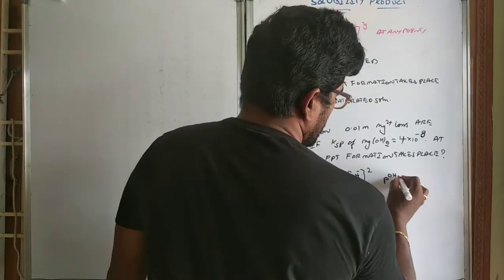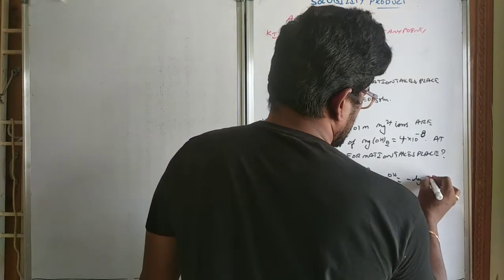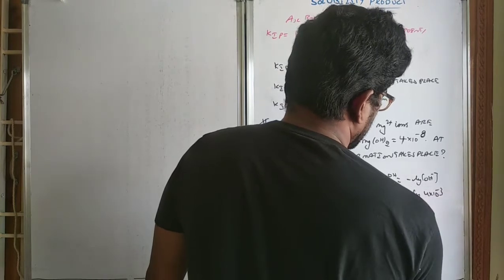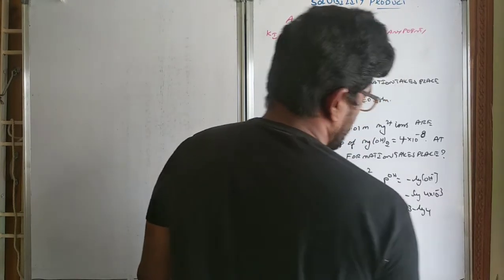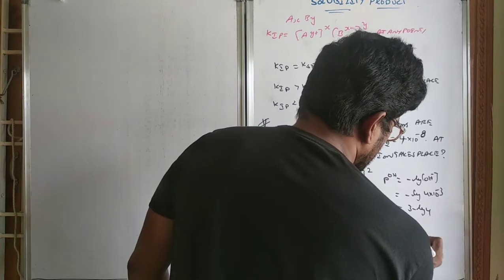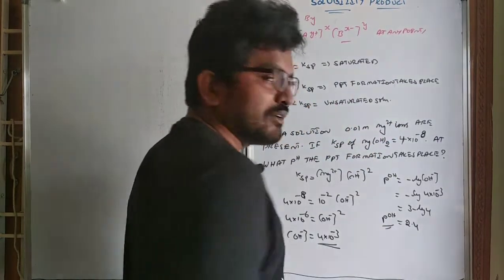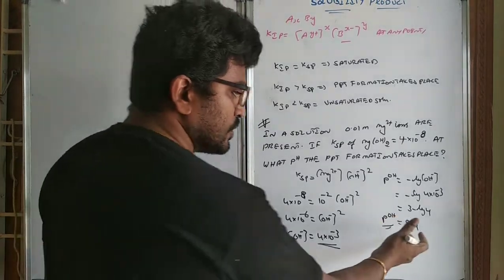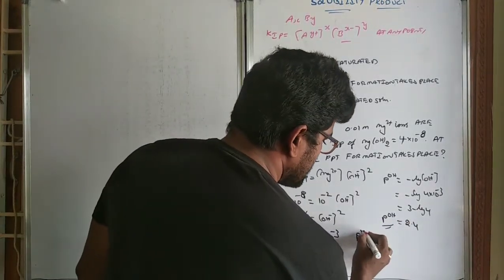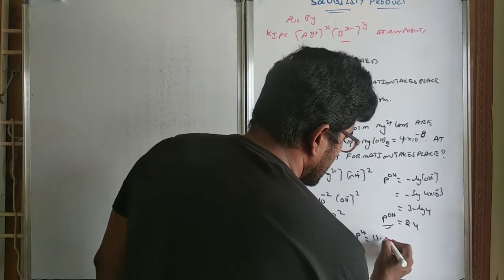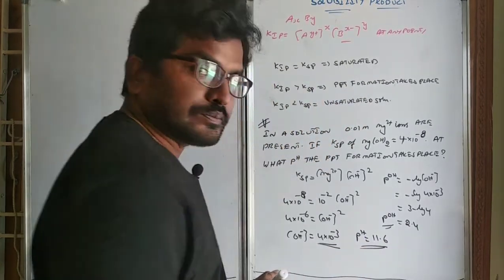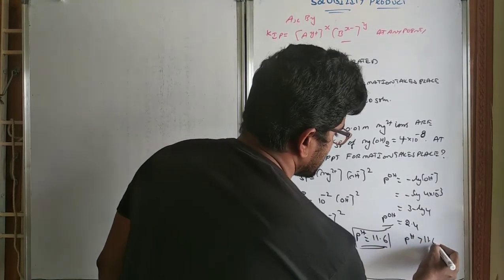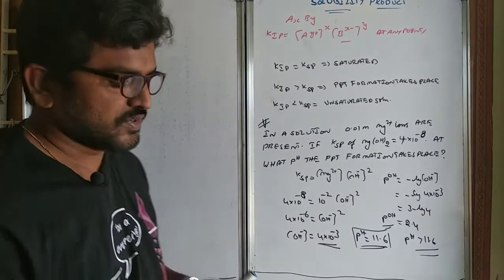So pOH equals minus log of OH minus, so minus log of 4 into 10 power minus 3, which is 3 minus log 4. Log 4 is 0.6, so 2.4. So pOH equals 2.4, which means pH is 11.6. So when pH is greater than 11.6, precipitate formation takes place.